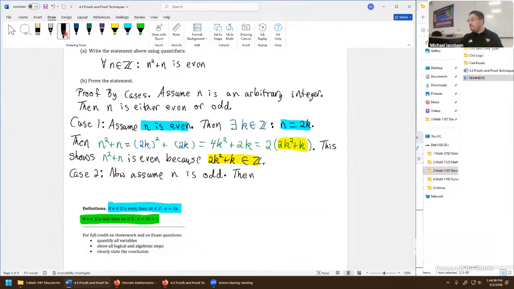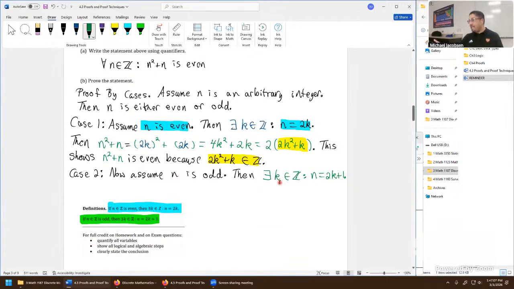Because we said n is odd, we can now say then there exists k in Z such that n equals 2k plus 1. Notice I used k again on case 2. That's kind of weird and it might feel a little bit funny. So if you call this a k1 and a k2, I'd say that's totally fine.